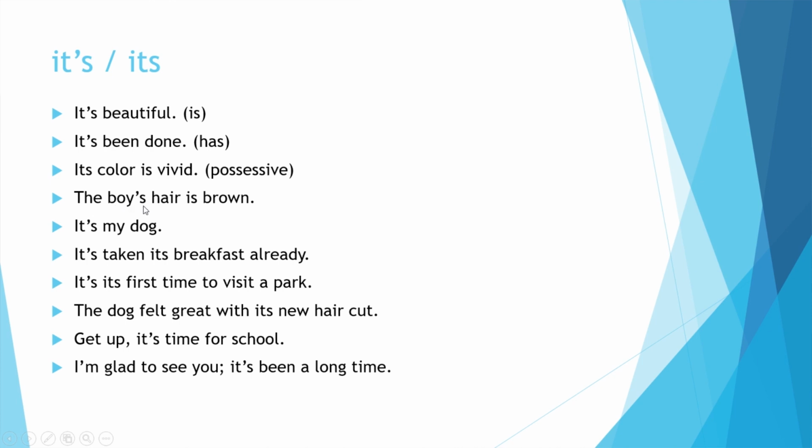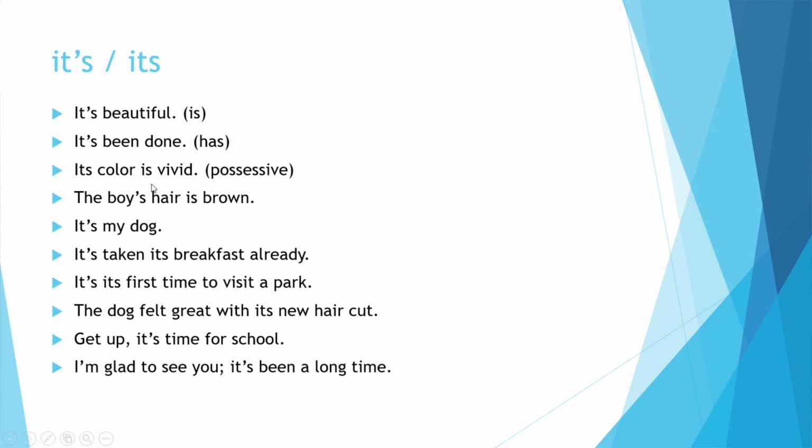Here, look at this. The boy's hair is brown. So here, the boy's hair, that means the possessive form. But the difference is that if we use possessive with noun, then we use apostrophe. But with it, we do not use apostrophe, because if we use apostrophe, it will give another meaning. This is the opposite of using apostrophe with noun, and especially with this pronoun it. So the boy's hair is brown. So here, this one is the possessive form.